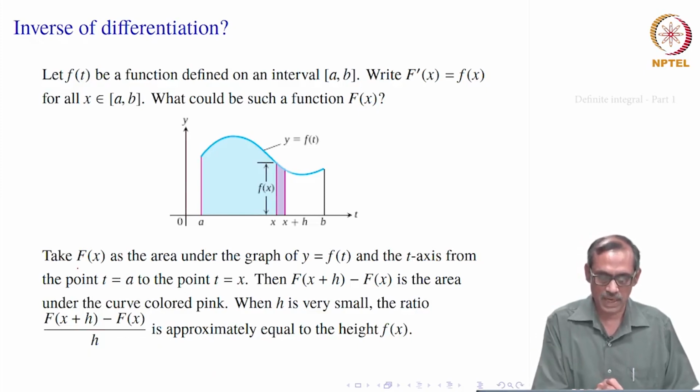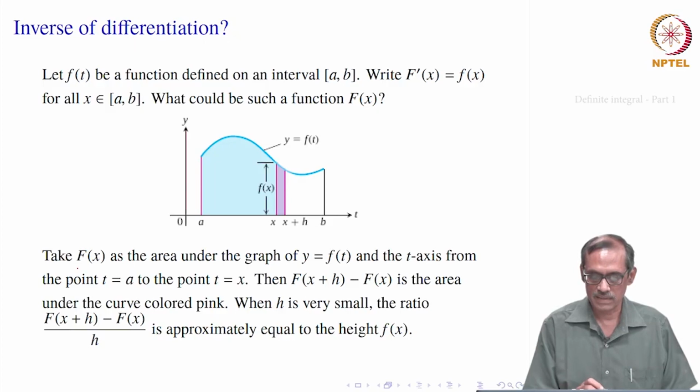So, we guess that capital F of x should be the area under the graph of y equal to f of t and the lines t equal to a and t equal to x, which is shown in blue here, because that matches with our intuition. If you do F of x plus h minus F of x divided by h, that is approximately equal to the height, which is the value f of x.